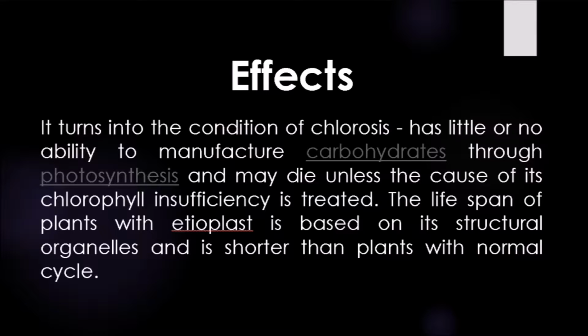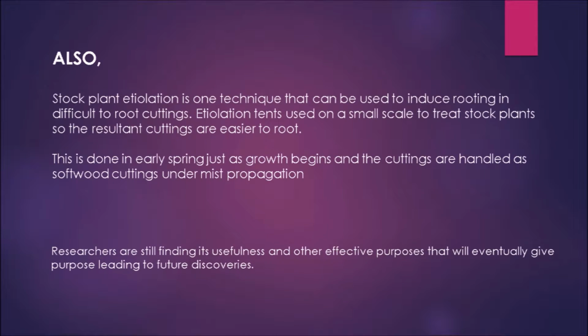The lifespan of plants with etioplasts is based on its structural organelles and is shorter than plants with a normal cycle. It's more like a downgrading system, so more disadvantages occur. Etiolation tends to be used on a small scale to treat stock plants, so the resultant cuttings are easier to root as softwood cuttings under mist propagation. This is done in early spring just as growth begins and the cuttings are handled. Researchers are still finding its usefulness and other effective purposes that will eventually lead to future discoveries.